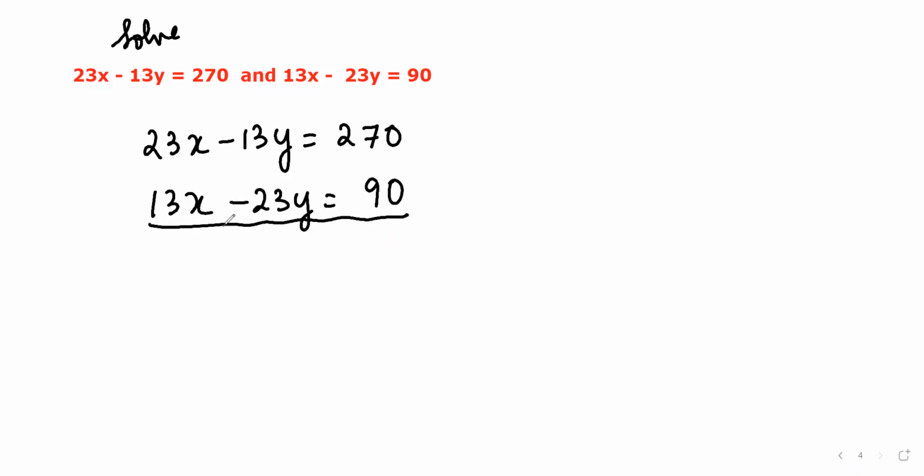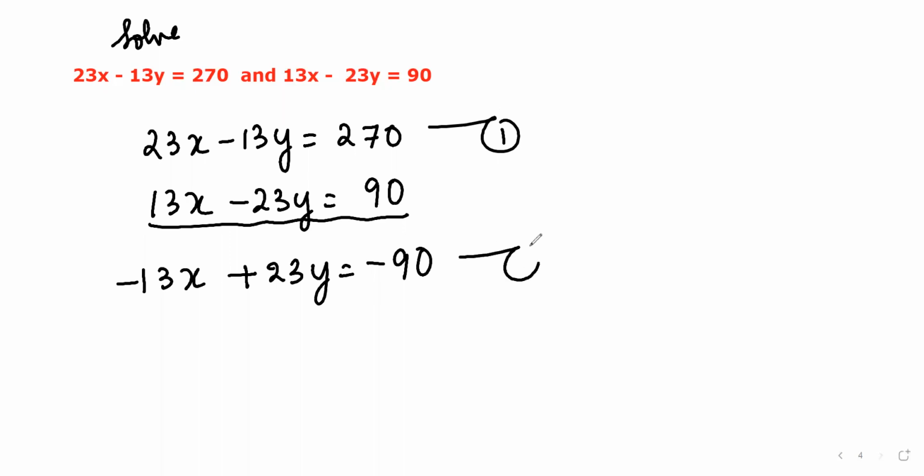If I multiply both sides by minus 1, what do I get? I get minus 13x plus 23y is equal to minus 90. That is equation 2. Equation 1 is 23x minus 13y. I did this so that I get the same coefficients with the signs. No harm: when you multiply both sides of an equation by the same quantity, the equation remains unaltered. I multiplied by minus 1, that's all. So I got my equation 2 as minus 13x plus 23y equals minus 90.